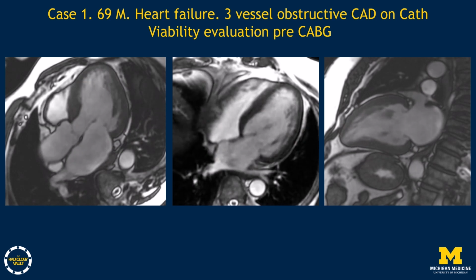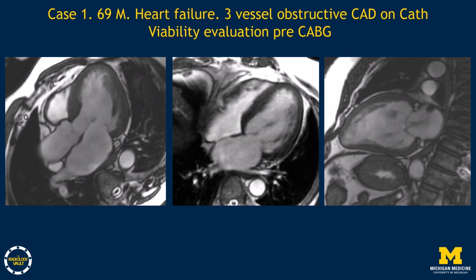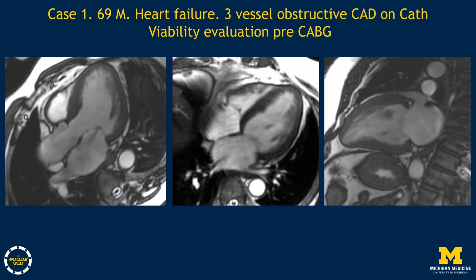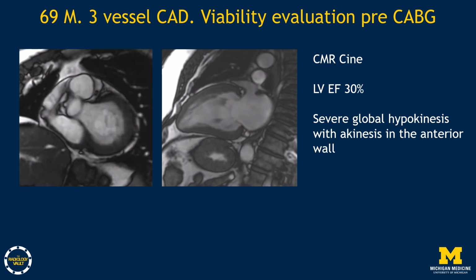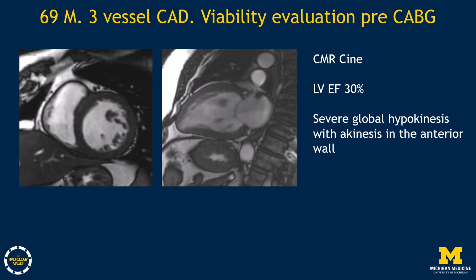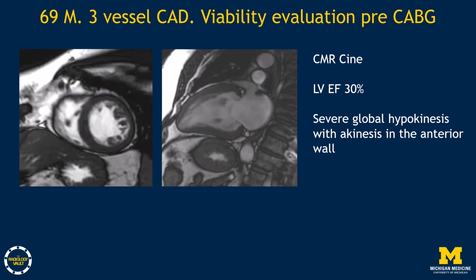There's global hypokinesis. Wall motion abnormalities are slightly greater in the anterior wall, but nevertheless they're global in the context of 3-vessel coronary artery disease. The left ventricular ejection fraction was quantified at 30%. The regional wall motion abnormality is slightly greater in the anterior wall, as we can see on the two-chamber view and the short axis view.